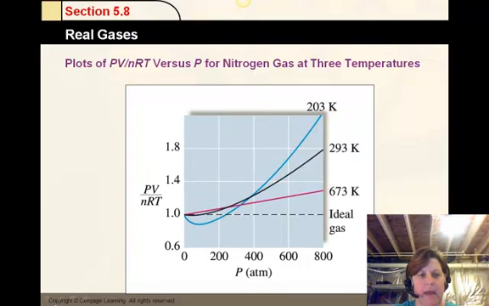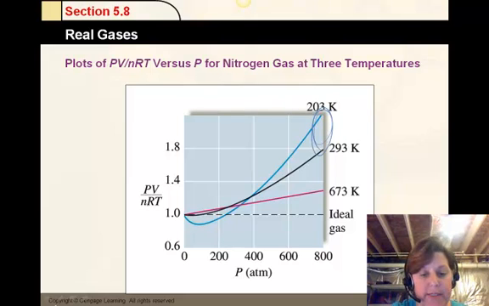And again, a plot of PV over nRT versus pressure for nitrogen gas at 3 temperatures specifically, you can see as the pressure gets high, we really are deviating a great deal from standard conditions that we talk about, or the ideal gas conditions. So the ideal gas law works beautifully for most things that we're dealing with, but in extreme conditions of pressure and temperature, the PV equals nRT gas law really doesn't hold true for us.